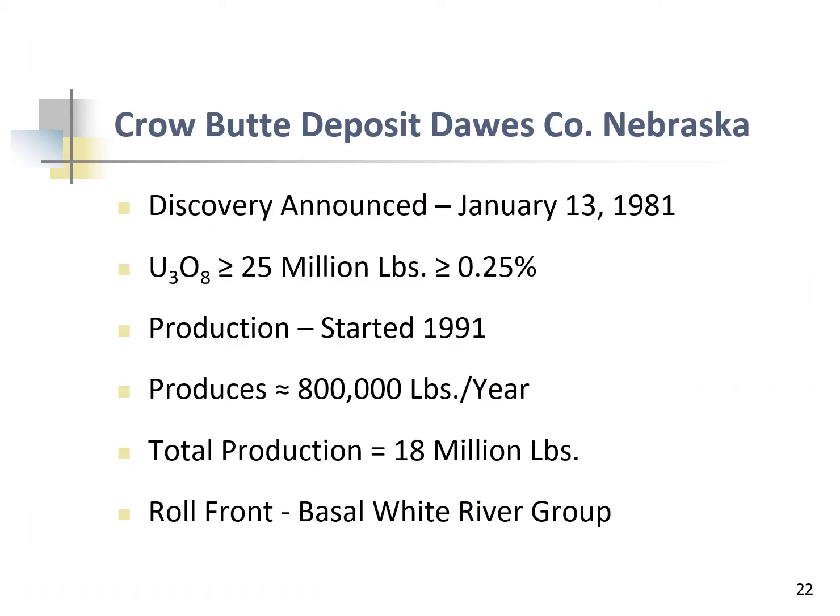I'm going to talk about the Crow Butte deposit in Dawes County, Nebraska. Discovery was announced in 1981. It has over 25 million pounds of reserves announced at greater than 0.25%. Production started 10 years later, in 1991. It produced about 800,000 pounds per year. The total production is 18 million pounds. It's currently shut in. Operating costs are on the order of about $30 per pound. It is a roll front deposit in the basal White River Group.